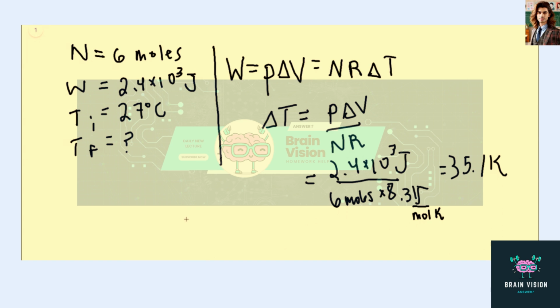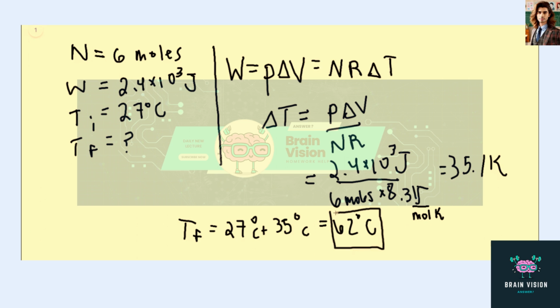So to get the final temperature, we can just say that T final equals T initial, which is 27 degrees, plus 35. I'm just going to cut the 0.1 because we only have 2 sig figs for the other temperature. Degrees C, and then that's equal to 62 degrees C. So that should be your final temperature.